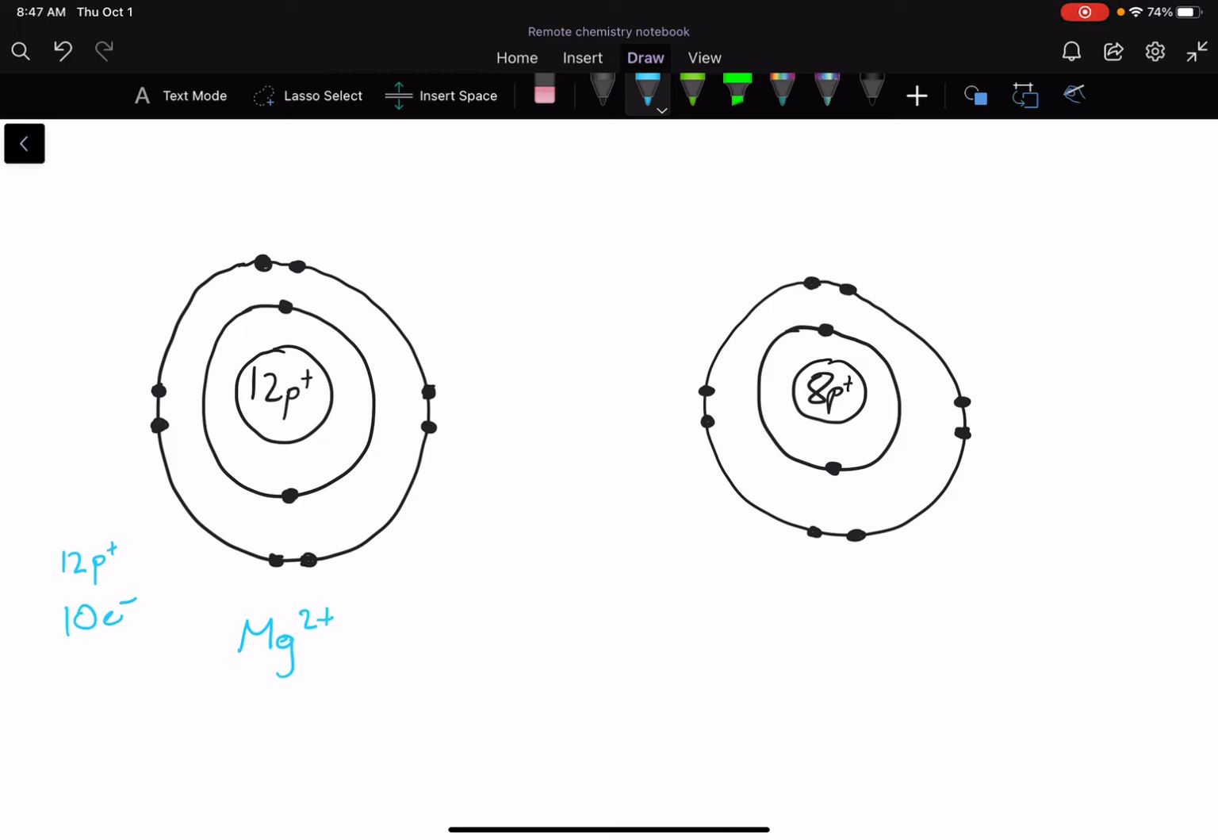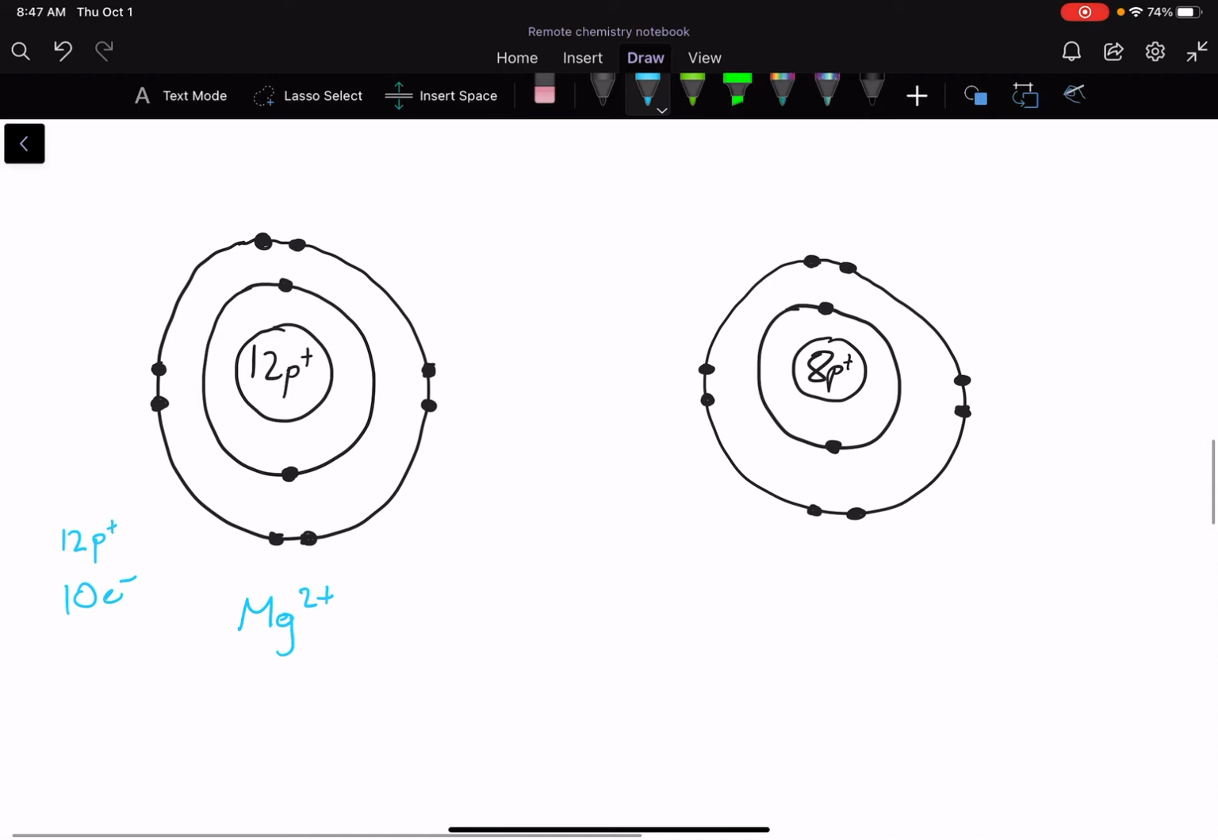And in chemistry, we usually write the number first, so that we would say Mg and then 2 plus as a superscript up there. Now for oxygen, oxygen gained 2 electrons, gained these 2 right here. So oxygen has 8 protons, and it has 10 electrons, giving it an overall 2 minus, or -2 charge.